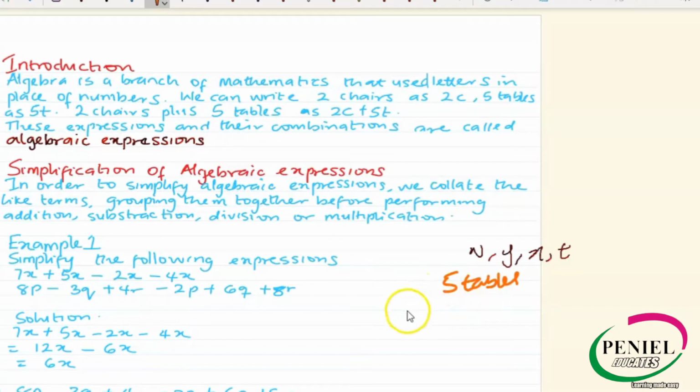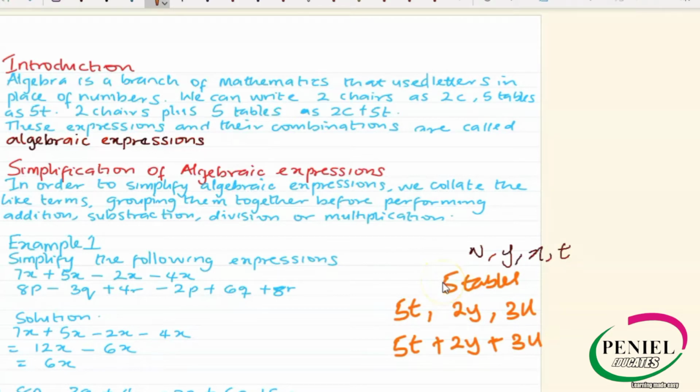We're going to have an expression like 5T. We're going to have an expression like maybe 2 yams. We're going to have an expression like 3 umbrellas, that's 3U. So we can also have combinations like maybe 5 tables plus 2 yam, probably plus 3 umbrella. So we can also have all these combinations. So these expressions and their combination are called algebraic expressions.